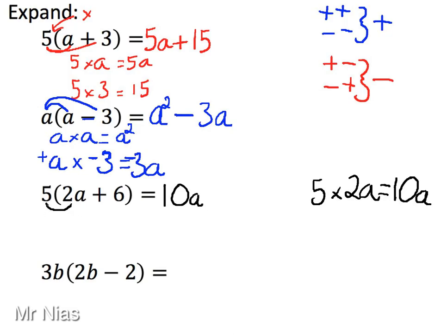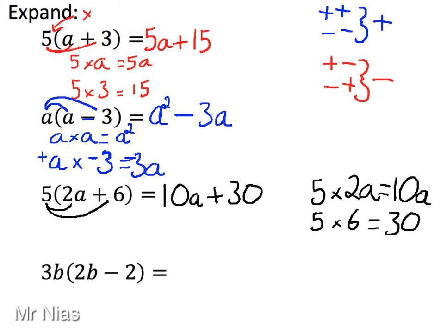And then I do 5 times the other thing in my bracket, which is the 6. So 5 times 6, I hope we all know, is 30, because we all know our times tables because we've been practicing, haven't we? Good. Right, 30. Now that's a positive 30, so I put in a positive, put 30. So 10a plus 30 is my answer.